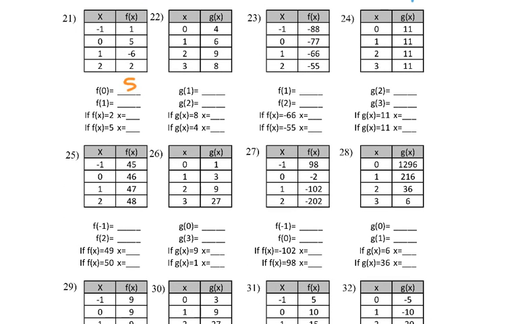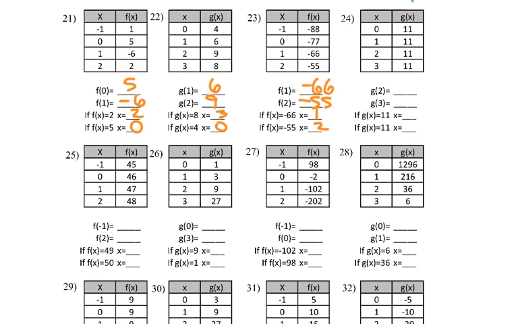f of 0 would be 5. f of 1 would be negative 6. f of x equals 2 would be 2 for x. And f of x equals 5 would be 0 for x. g of 1 would be 6, g of 2 is 9, g of x equals 8 is back to 3, and g of x equals 4 is back to 0. f of 1, negative 66, f of 2, negative 55, f of x equals negative 66 takes you back to 1, f of x equals negative 55 takes us back to 2.